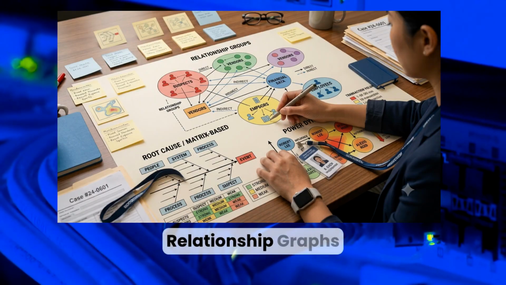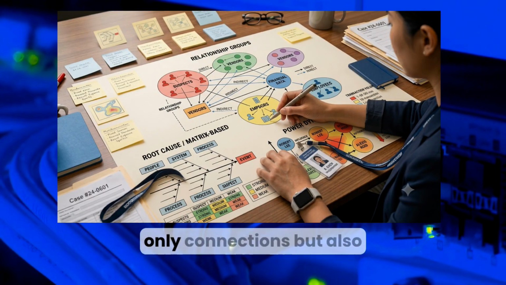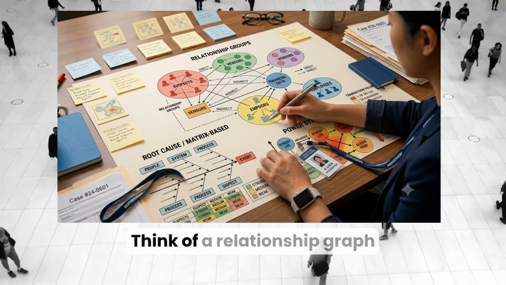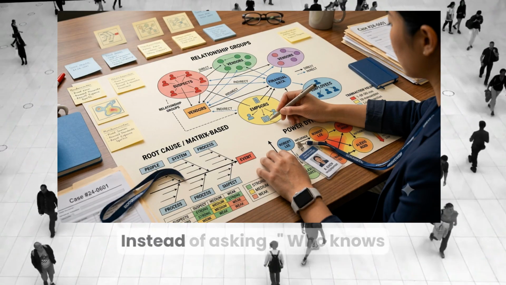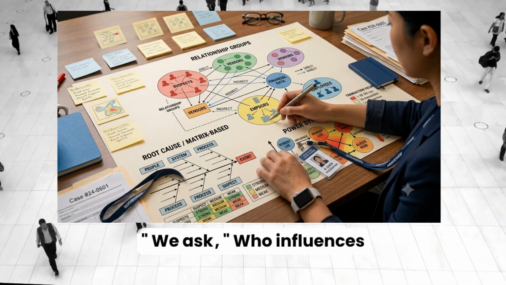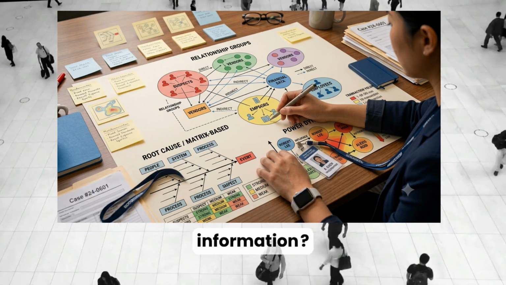4. Relationship graphs. Relationship graphs build upon link analysis by examining not only connections, but also dependencies and influence. Think of a relationship graph as a network. Instead of asking, "Who knows whom?" we ask, "Who influences whom? Who depends on whom? Who controls important information?"